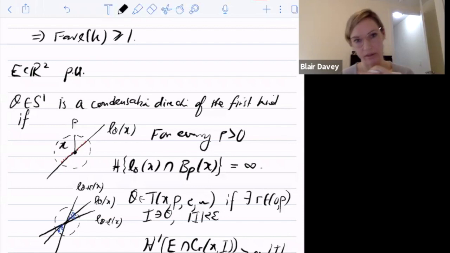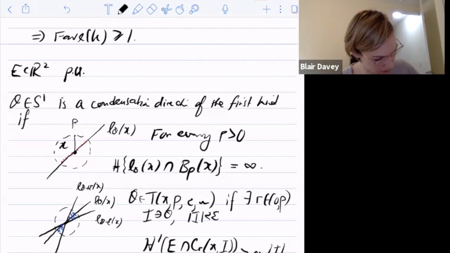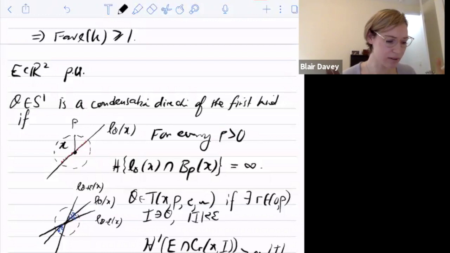So theta in S1 is a condensation direction of the second kind at x in E, if theta belongs to the set T, which is defined as a triple intersection of these sets T, x, rho, epsilon, m. So this is a generalization of the first kind. The first kind is restricted to a line. Now we're expanding the line into a wedge, looking at the H1 measure instead of the counting measure. And what these things are saying.